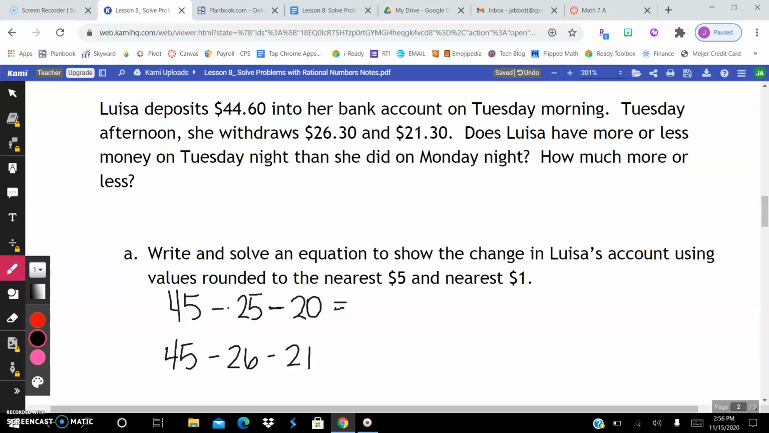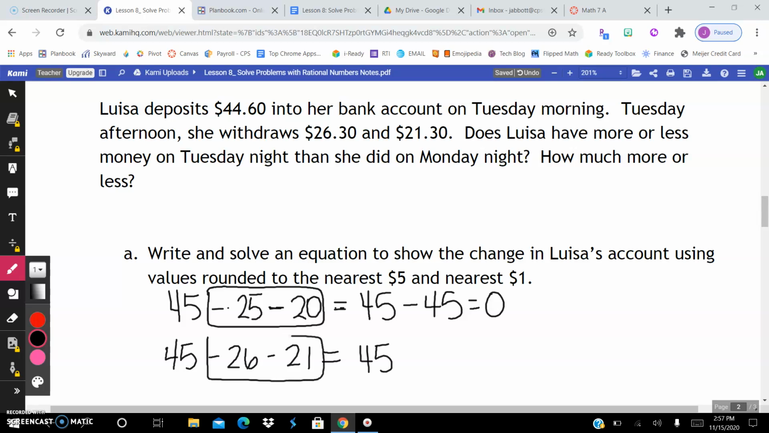So what I'm going to do to solve these is I'm going to add the two negative numbers together. So I'm going to have 45, that's positive, and negative 25 and negative 20 would make negative 45. So that rounding, that estimation says she's going to have $0 left. This other one, we're going to bring that 45 over, and I'm going to add the two negative numbers. So if you try to simplify and put numbers of the same kind together first, instead of just going in order, it might make it a little bit easier on you.